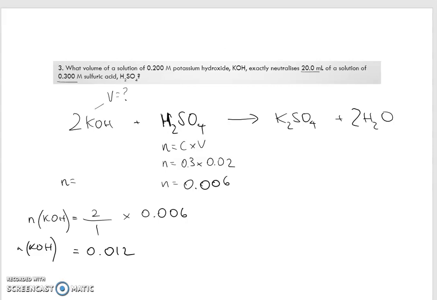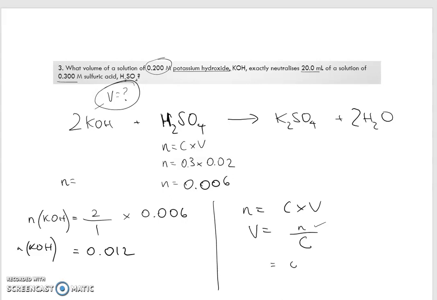So then we've got our mole value, but really we want to know the volume. And we can work this out because we know volume is equal to the moles divided by the concentration. And we have a mole value for potassium hydroxide because we just figured that out here. And we have a concentration value because they gave it to us.